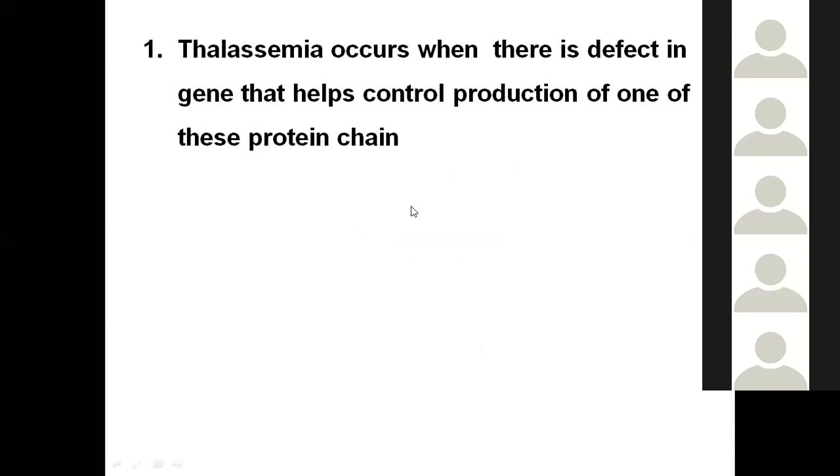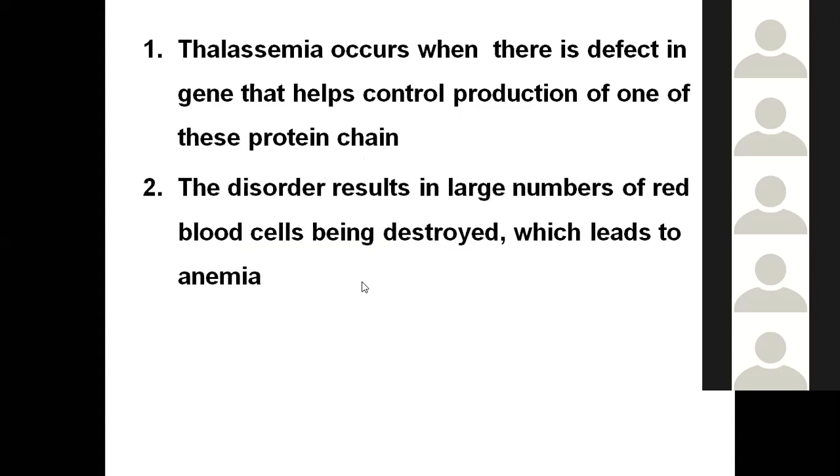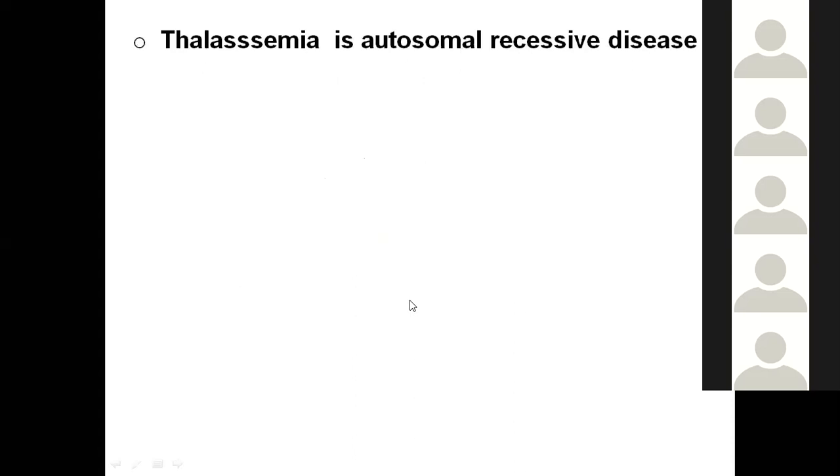Now, this thalassemia occurs when there is a defect in the gene that helps control production of one of these protein chains, either your alpha protein chain or your beta protein chain. Remember, the globin is made up of 2 alpha and 2 beta in hemoglobin A. Okay, we are talking of A. The disorder results in large numbers of red blood cells being destroyed, which leads to anemia.